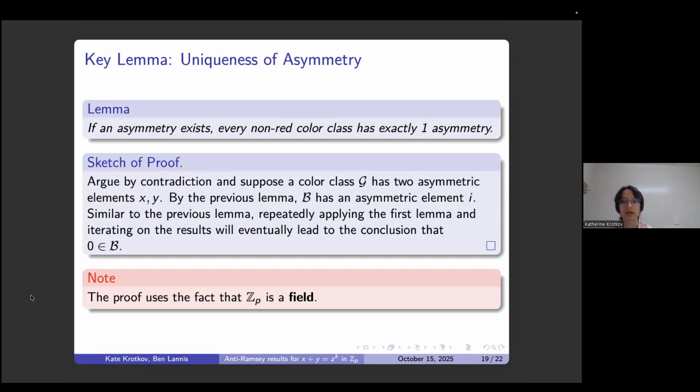And again, this proof uses the fact that Zp is a field. You're solving for k by inverting elements, inverting x squared. And that's not possible necessarily unless you're in a field.